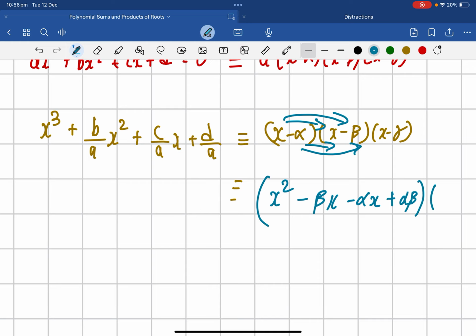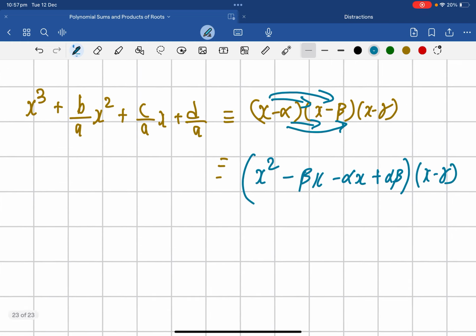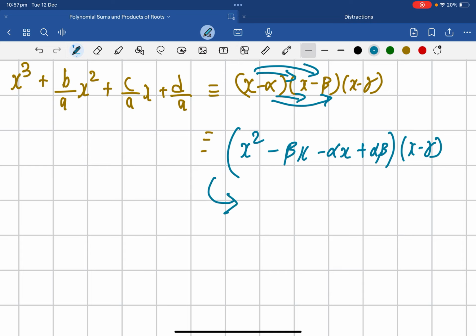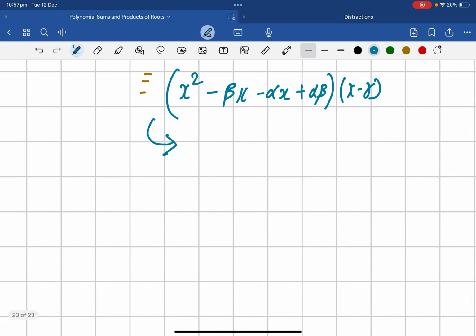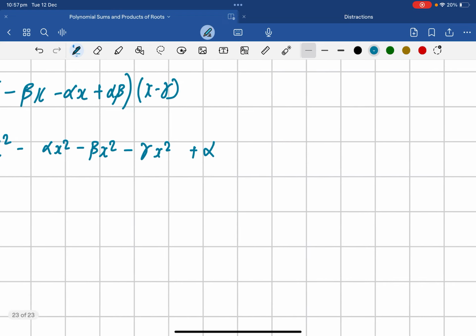Now take this entire thing and multiply it by x minus gamma, and what you'll find is that you're going to end up getting something like this: x cubed minus alpha x squared minus beta x squared minus gamma x squared plus alpha beta x plus beta gamma x plus gamma alpha x minus alpha beta gamma.